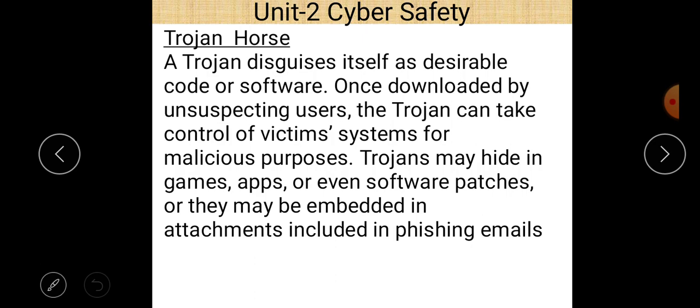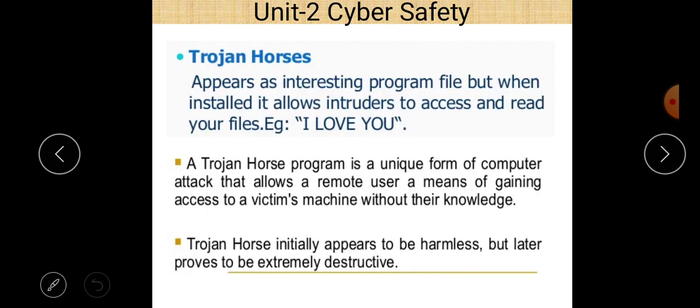So that is the definition of the Trojan horse. Some more important points regarding the Trojan horse are: they appear as interesting programs, but when installed, they allow intruders to access and read your files. One of the most popular Trojan horses is the I Love You Trojan horse, which came, I think, in the year 2000.